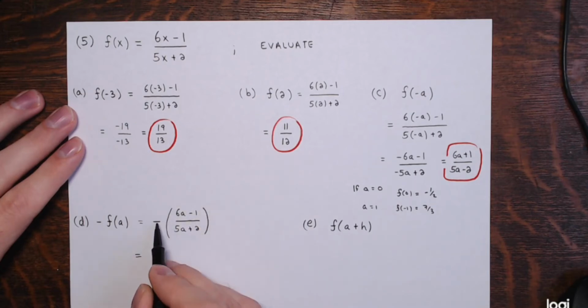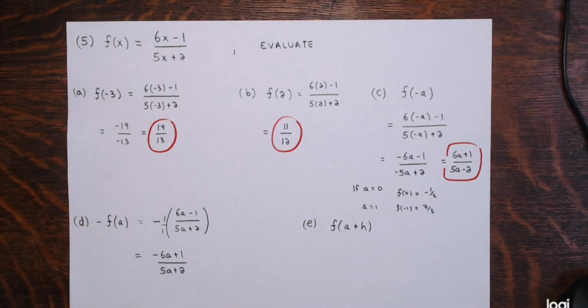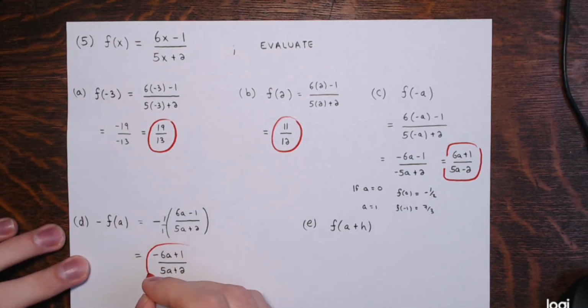And you don't multiply both the numerator and denominator by negative 1. This is negative 1 over 1. You multiply the numerator by negative 1 and the denominator by 1. Or the denominator by negative 1 and the numerator by positive 1. It doesn't matter, but you can't do both. So it'd be negative 6a plus 1 in the numerator, and then still 5a plus 2 in the denominator. Okay. And that's all they want right there.